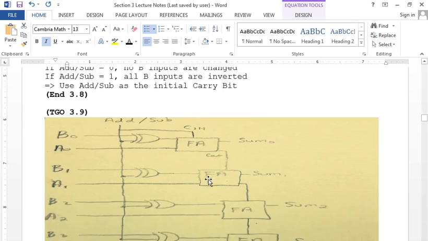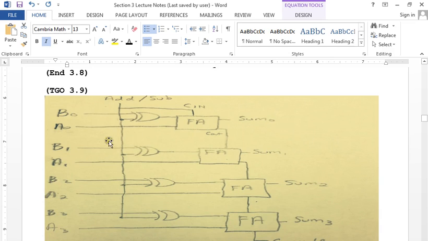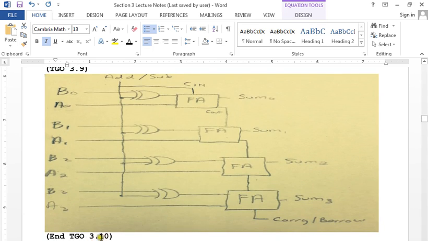And here's how we do it physically. We flip every B bit with an XOR gate, and then we just use a full adder. So instead of having a full adder, a full subtractor and a multiplexer, just add 1 XOR gate to every single bit. And this should say 3.9, not 3.10.